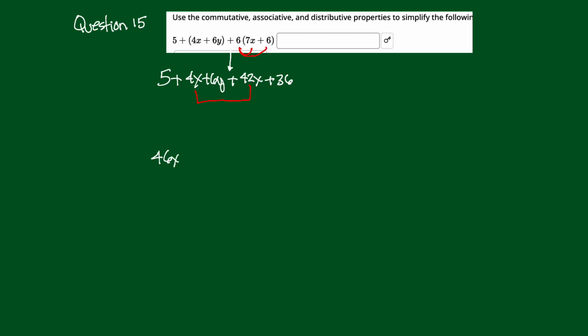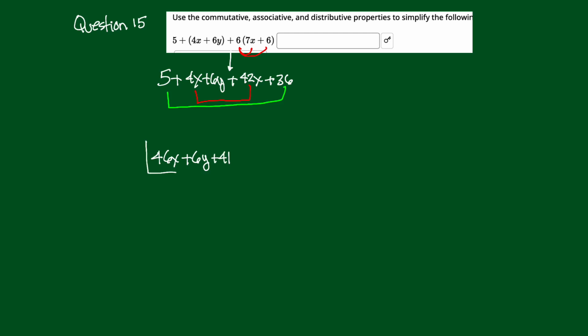Then look at the y's. I've got 6 y's here. That's it. As I look left to right, no more y's. So I'm just going to write, I've got 6 y's. And what else? What about just constants? I got that 5, and then over here, I've got a 36. So 5 and 36 is 41.